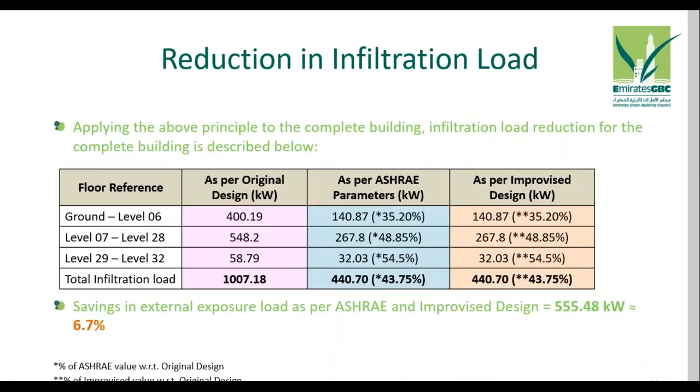The red side or red column notifies the original design. The last column notifies the optimized or improvised design. The infiltration load for the whole building was almost in the range of about 250 to 260 ton, which is 1000 kilowatt, and has been established to a level of 440 kilowatt. While conducting these exercises, at no point of time have the standards or the guidelines been compromised.